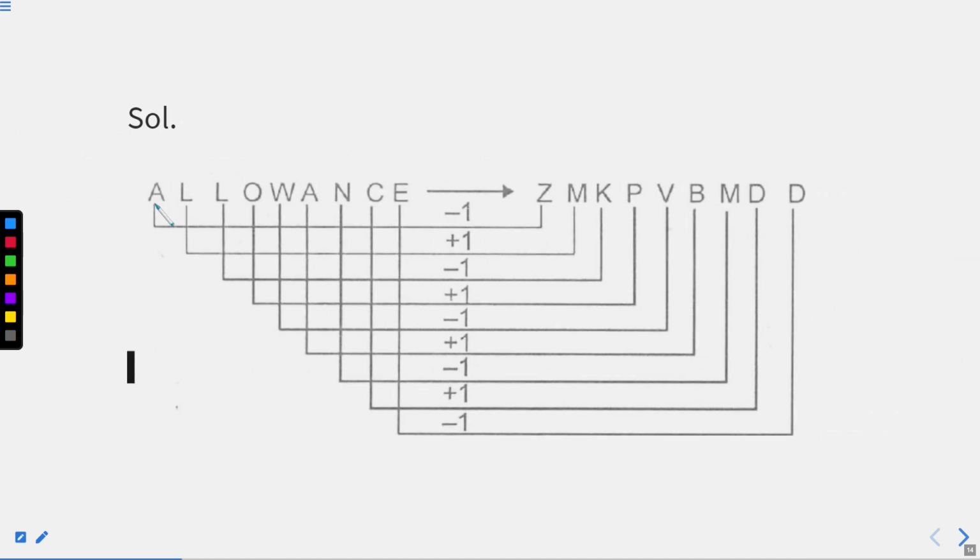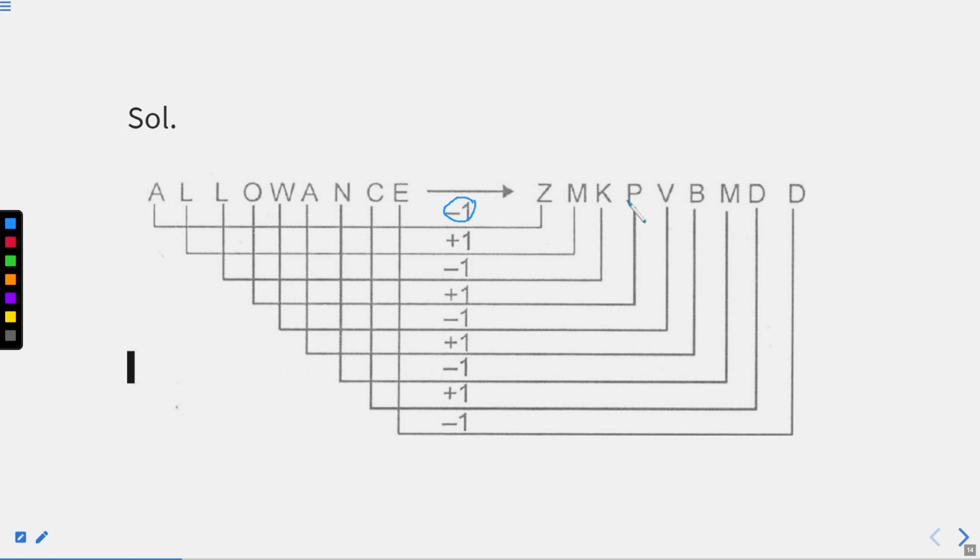So here A is coded as Z, that is by subtracting value 1 here. I hope you get it. Then L is coded as M by addition of 1. This is something we learned in the first concept. In the first concept, we were discussing adding 1 to each and every letter. But this time, first we are subtracting 1, then adding 1, then subtracting, then adding, and we follow this till the last letter. So eventually we'll get the code of allowance as this.